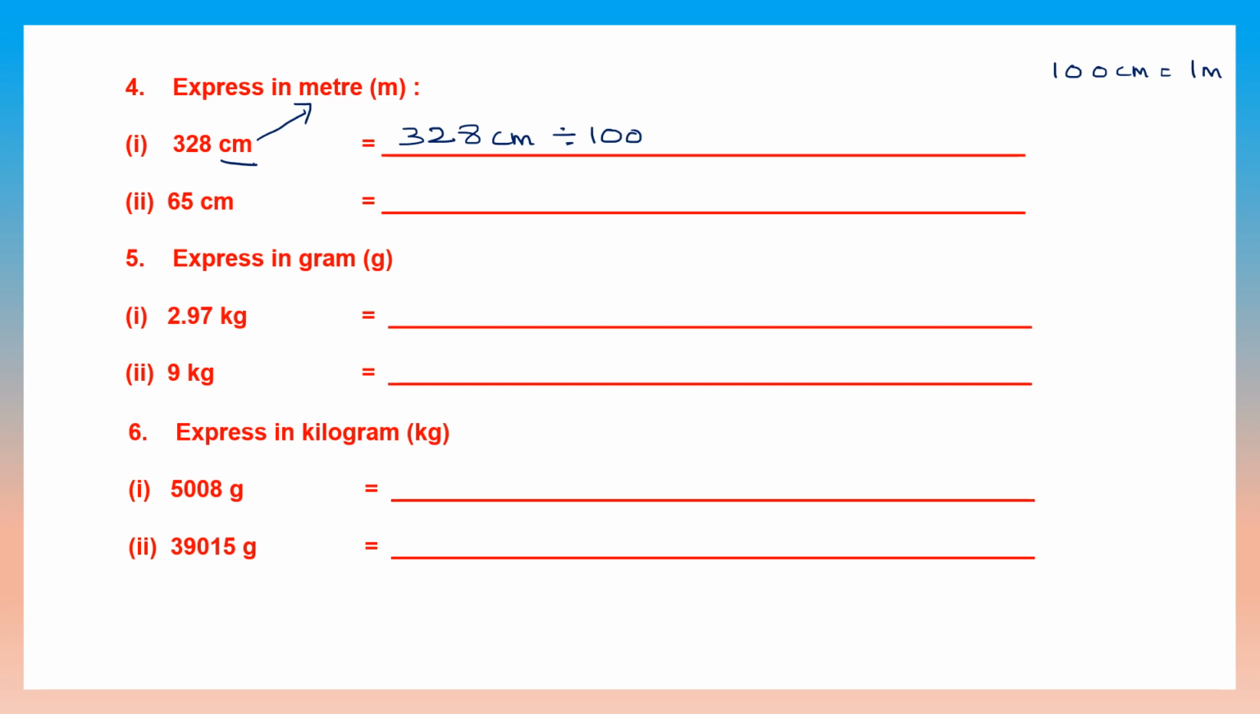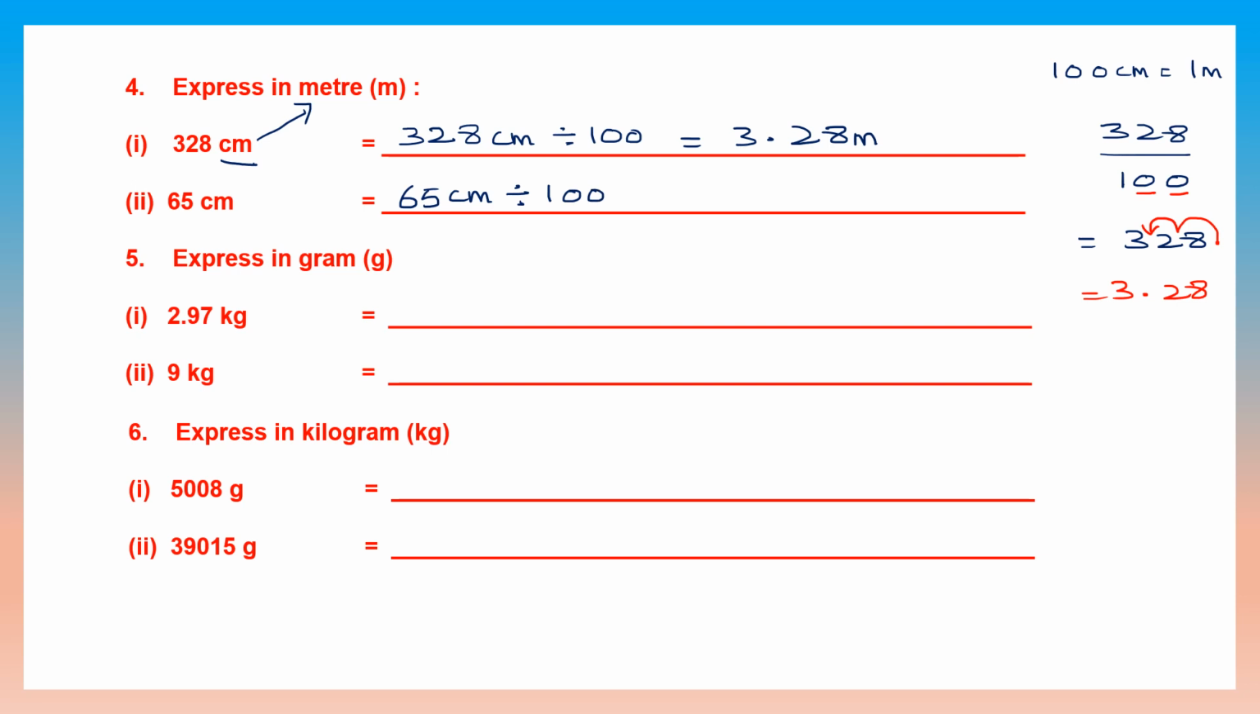So this will be 328 divided by 100. Write 328 as a whole number. For all whole numbers, the point is after the number. Now there are two zeros in the denominator. Move 2 places to the left. So what do we get here? We get 3.28. So this is equal to 3.28 meters. Next one, 65 centimeters divided by 100.